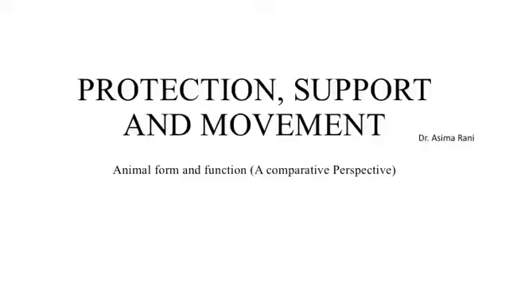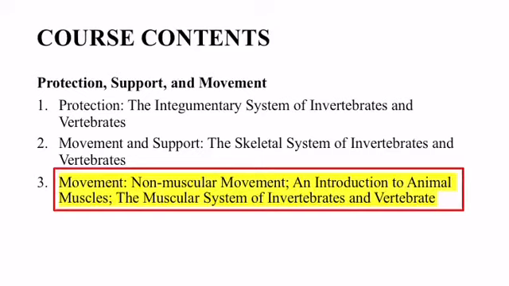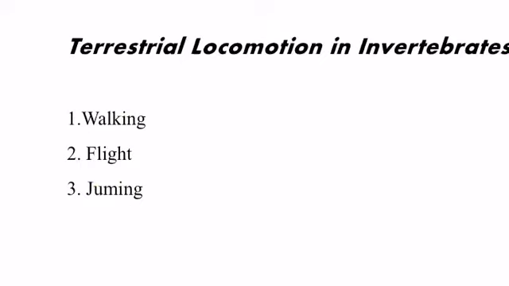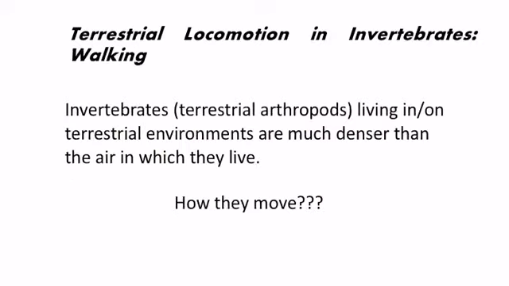We will study animal form and function in a comparative perspective. Course contents of this chapter include protection, support and movement. This lecture is from the topic terrestrial locomotion in invertebrates. Modes of locomotion in terrestrial invertebrates include walking, flight and jumping. Walking is the main topic of today's lecture.